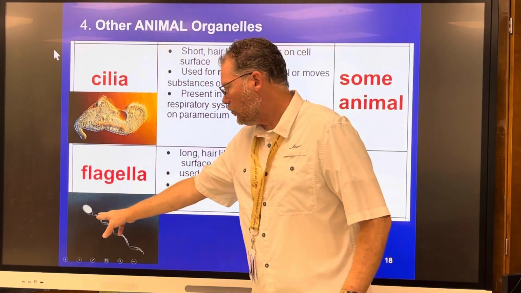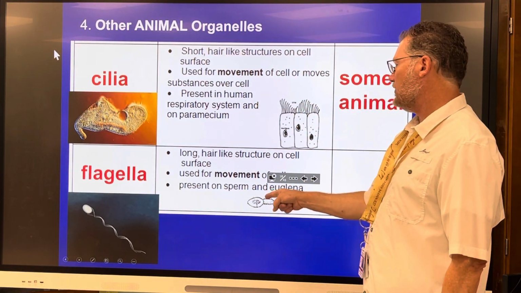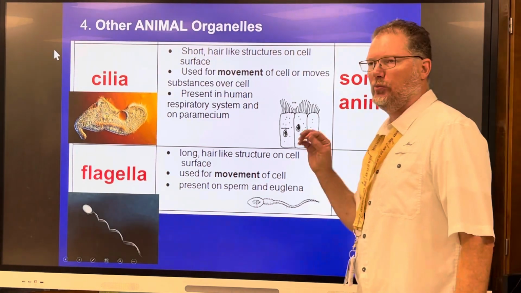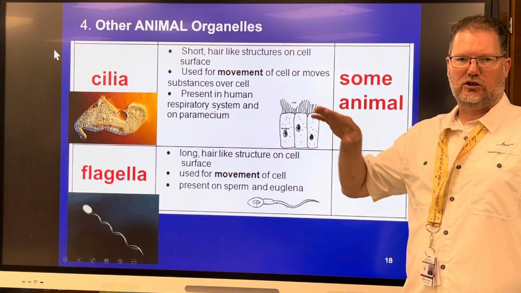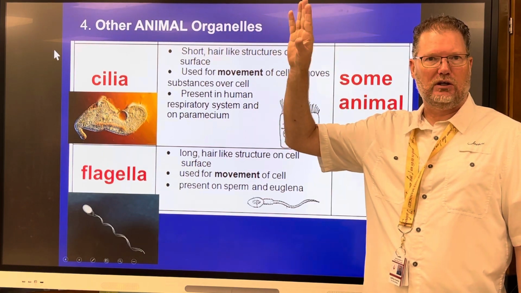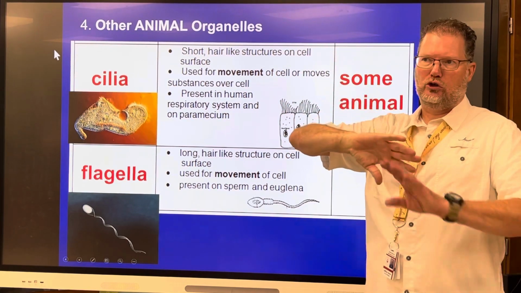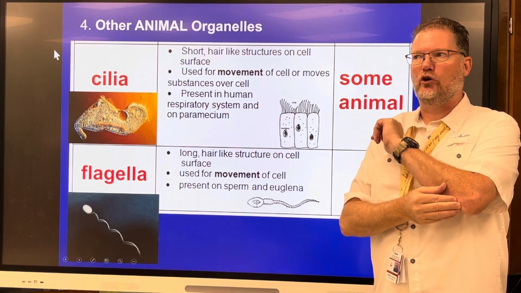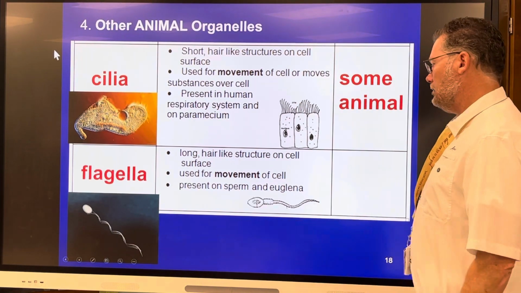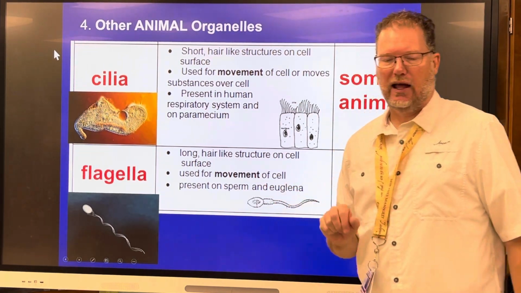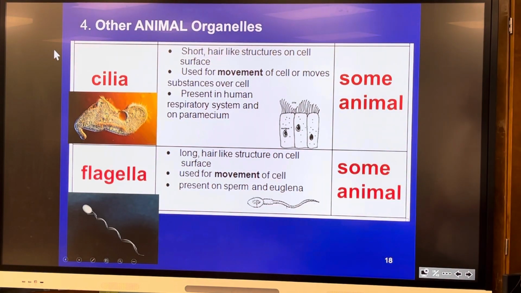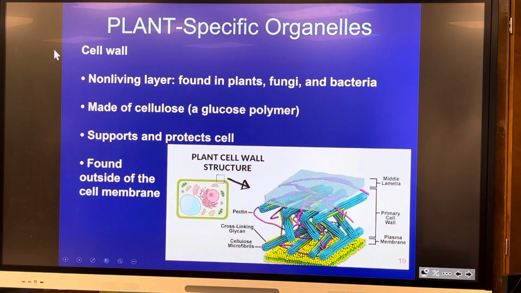Flagella are the long whip-like tail. Sperm, for example, has a flagellum to propel it through the vaginal canal, where it needs to go up into the fallopian tubes, which we'll learn about next semester, to fertilize the egg, okay? And other cells like euglena have flagella, whip-like tails also, for movement. All right, so those were animal specific.